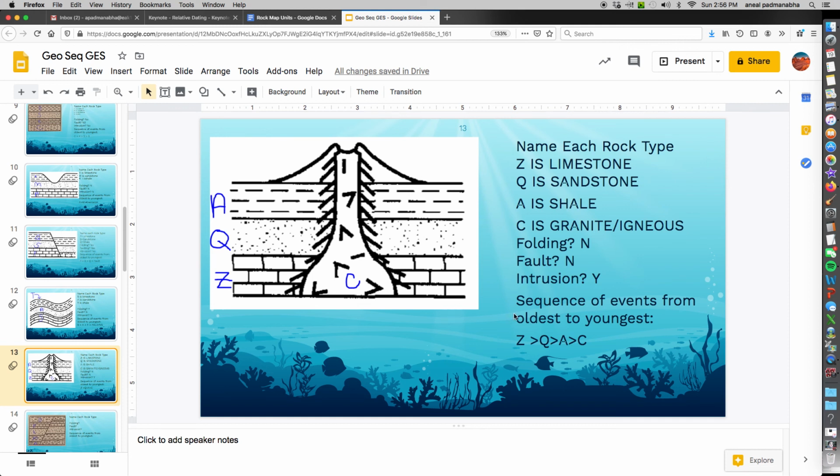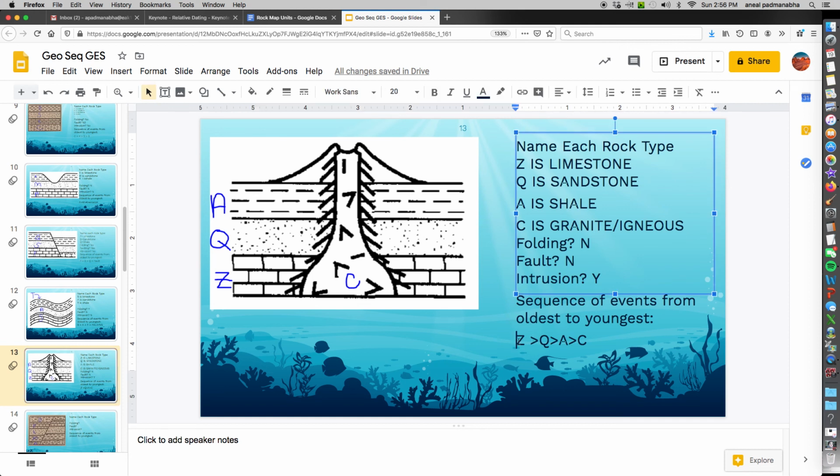So what happened here? Z was deposited first, then Q was deposited, then A was deposited, and then C came through and cut through all of them. And we know it cut through all of them because not only does it go through all of them, but it actually burned all the rocks on the side on its way up. So here you have an intrusion, and once it comes out and the magma starts flowing on the outside, it becomes an extrusion. But nonetheless, that is what you're going to be doing, modeling the ones that I've done before.